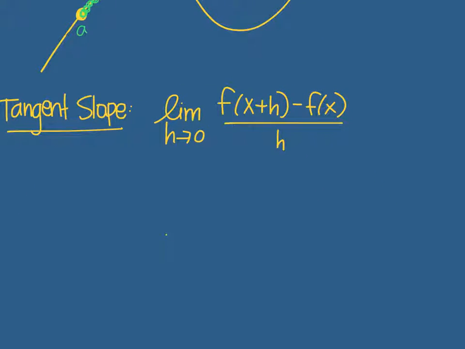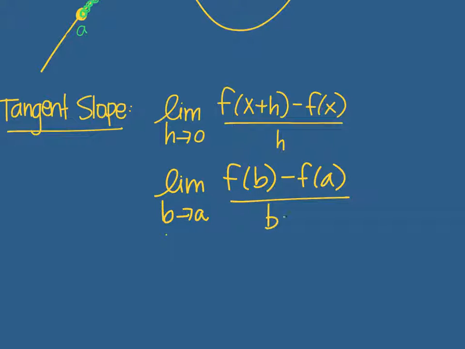And so then the other way to write that in Leibniz's notation is the limit as B approaches A of f of B minus f of A over B minus A. And eventually, they got sick of calling this the tangent slope, the tangent slope, the tangent slope, so they coined the phrase the derivative, which is essentially the value of a tangent slope.